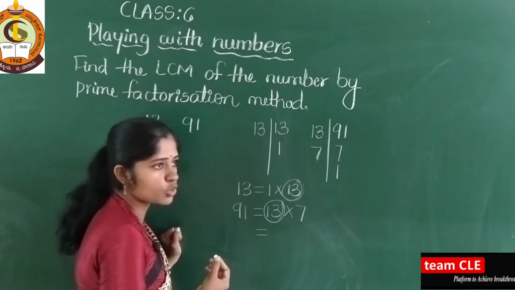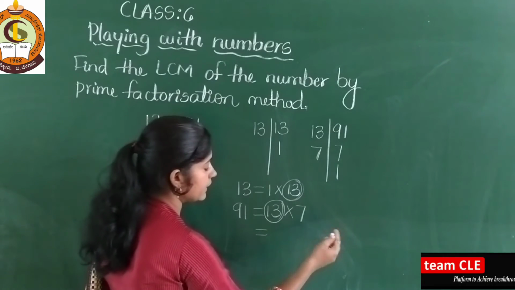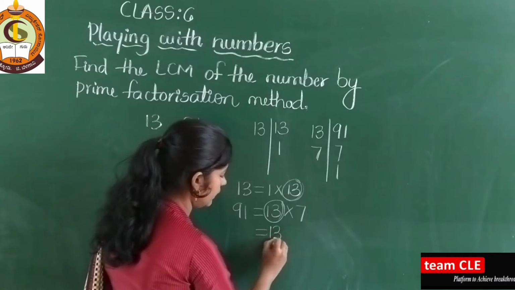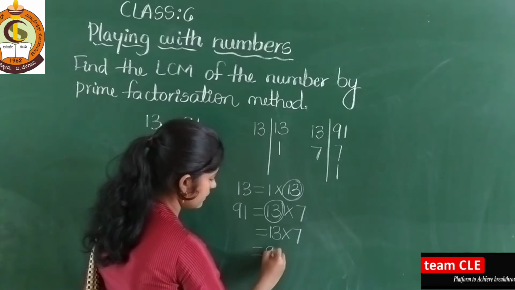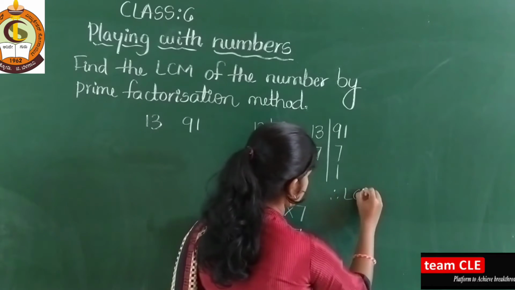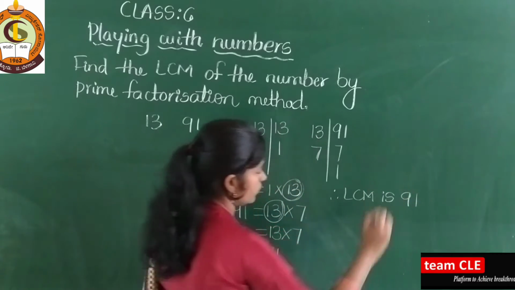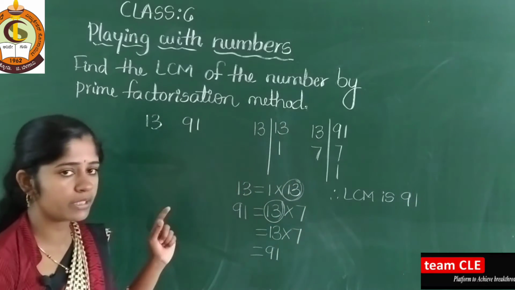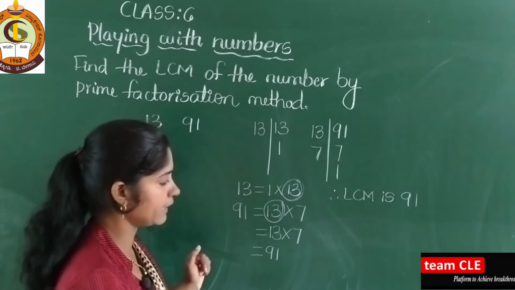So which number is common on both sides? You take it only one time. Don't take 13 twice. So here I took 13 and this 7 also you need to take. So 13 sevens are 91. Therefore the LCM is 91. See here, I used prime factors to divide the numbers. I hope you are getting my point.